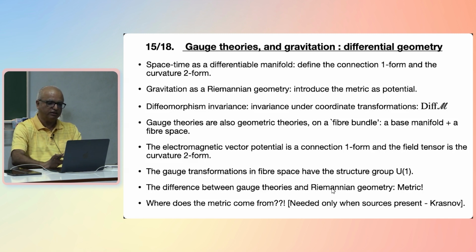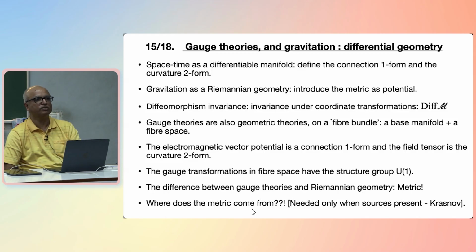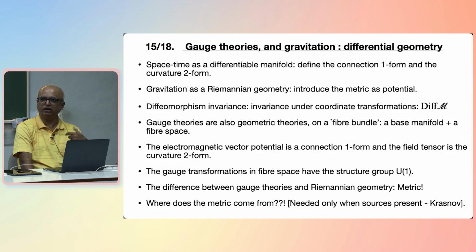The difference between gauge theories and Riemannian geometry is the metric. I keep saying this again and again. Where does the metric come from? This is a very deep question. They both have this structure of a connection and a curvature, both electrodynamics and general relativity. But general relativity has something more. It has a metric, which is what makes it different from gauge theories. And I will try to get a little deeper into this question as we go along. What is the origin? So if there is unification of the forces, there probably is no metric. Somehow the symmetry breaking that separates the forces gives rise to a metric.